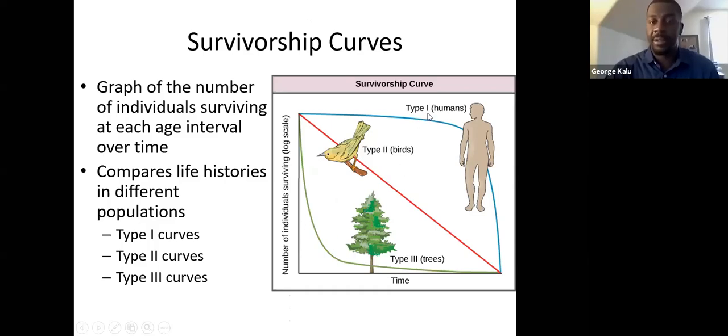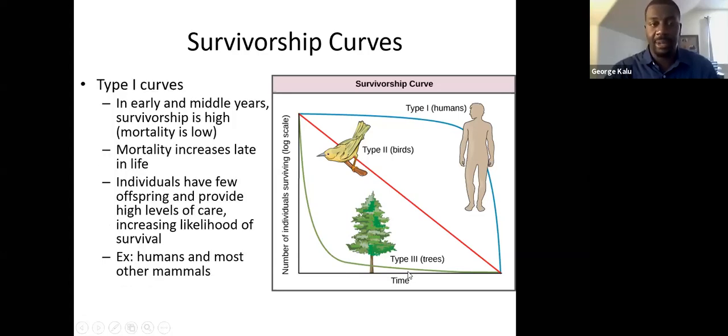So we have type 1 curves, we have type 2 curves, and then we have type 3 curves, as we see down here. We'll take a look at all 3, and we'll start with the type 1 curves. Our survivorship curves are going to have time on the x-axis, which is going to give us an indication of how long of a time period is occurring.